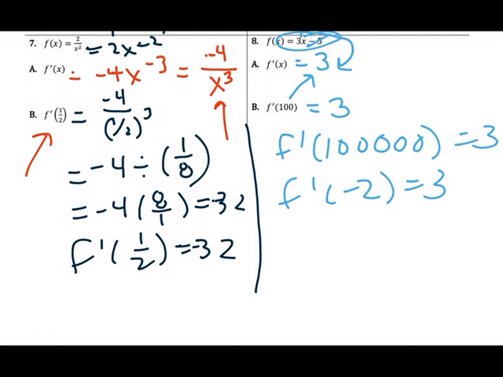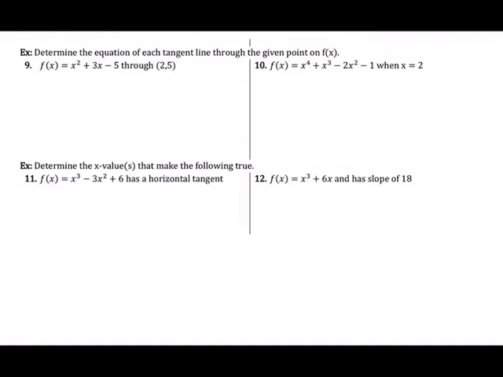Now that we've gotten comfortable with finding the derivative using these basic rules for differentiation, let's go ahead and apply this back to the idea of a tangent line and to build on some of the concepts we've already been looking at. So determine the equation of each tangent line through the given point on f of x. So in order to write the equation of a line, we need two things. We need a point, which we have, and we need a slope. So before I even find my slope, I know that I can write out everything except for the slope using point slope form. So what I need is to figure out what my slope is to fill in this part of the equation of the line.